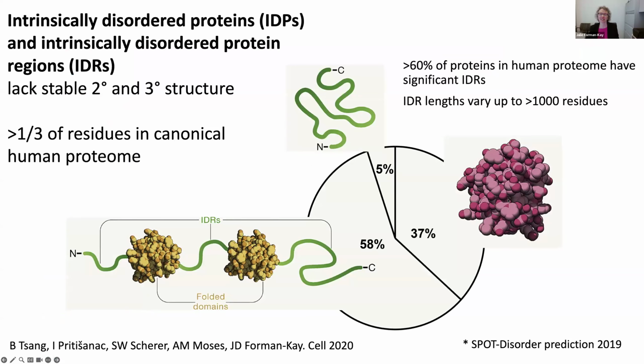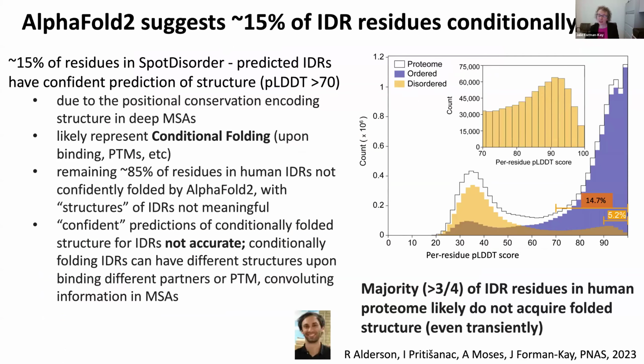I'm just going to start by pointing out that intrinsically disordered proteins and protein regions that lack stable secondary and tertiary structure make up a third of the residues in the canonical human proteome, as defined by state-of-the-art prediction tools such as SPOT-Disorder. What's very interesting, Reid Alderson found a number of years ago, is that if you look at the residues that are predicted to be disordered and compare them to the residues that AlphaFold 2 gives a confident prediction of structure for, you see that 15% of the highly predicted disordered residues have confident AlphaFold 2 predictions, with pLDDT scores greater than 70.